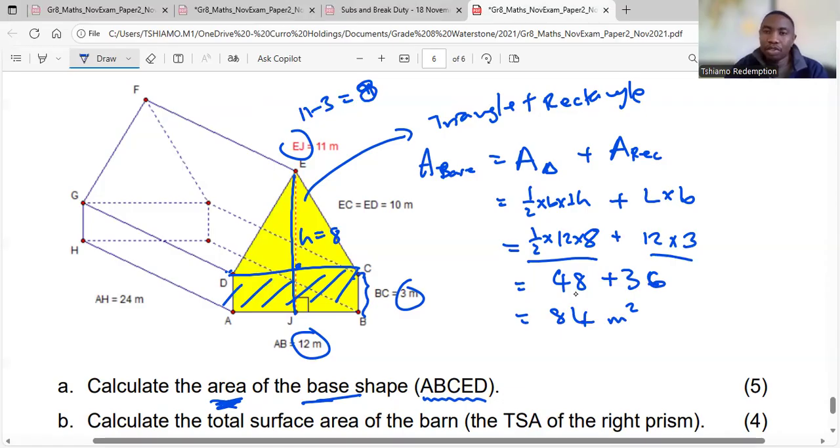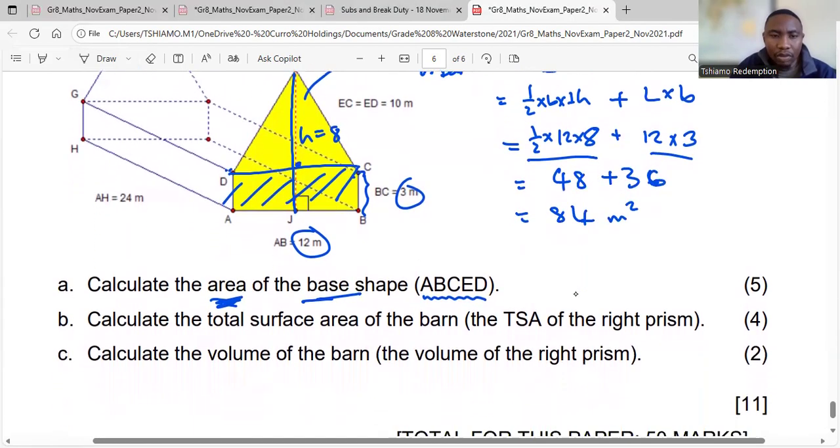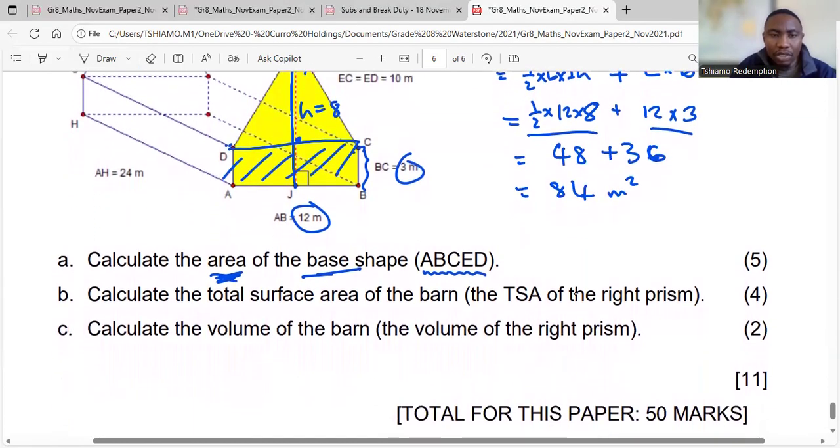Nice, beautiful question. Okay, moving along. Now the question says calculate the total surface area of the barn.